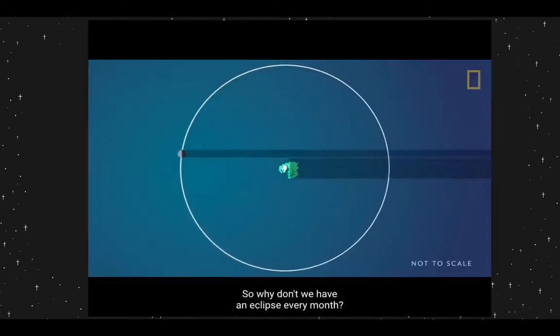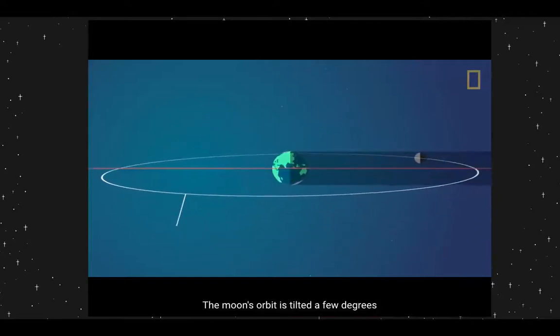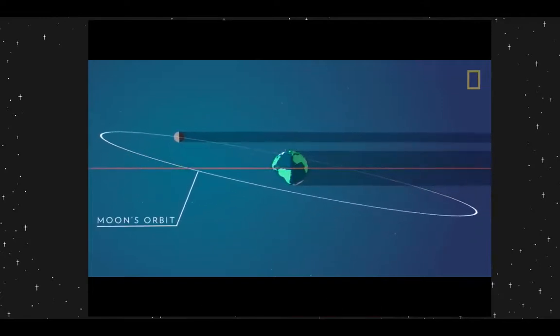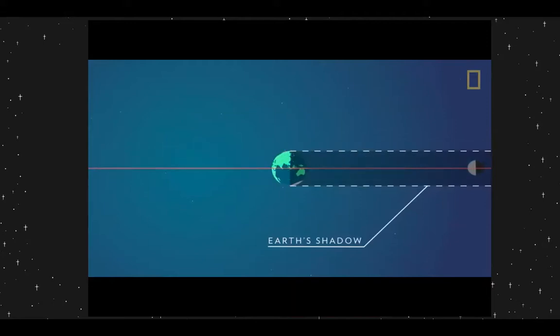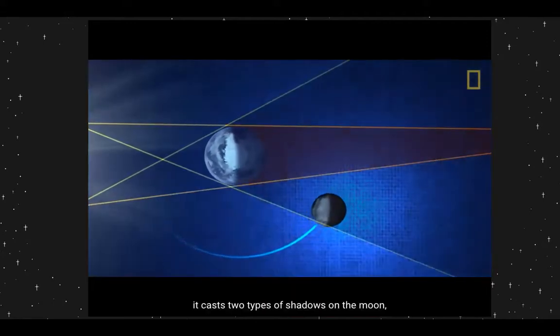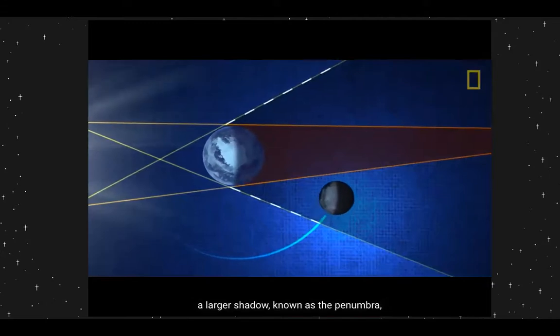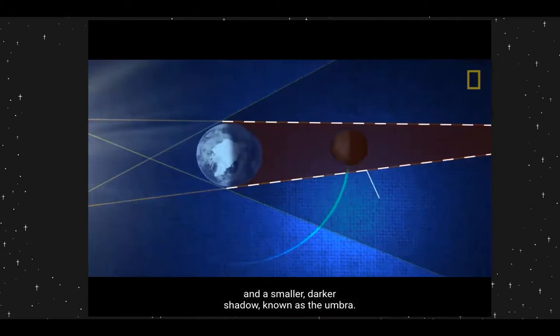So why don't we have an eclipse every month? The moon's orbit is tilted a few degrees in relation to the Earth, so the Earth, moon, and sun don't always align. When the Earth does eclipse the sun, it casts two types of shadows on the moon. A larger shadow, known as the penumbra, and a smaller, darker shadow, known as the umbra.